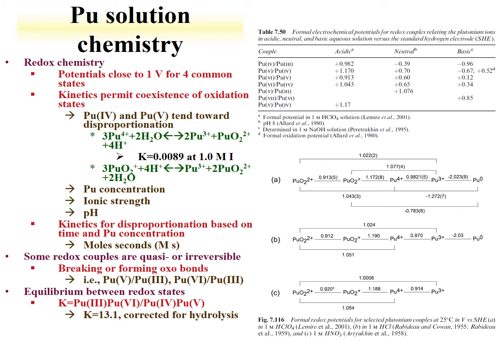And here's an example below of plutonium-5 going to plutonium-3 and again plutonium-6. So these kinetic changes are a function of conditions including pH, ionic strength, and plutonium concentrations.